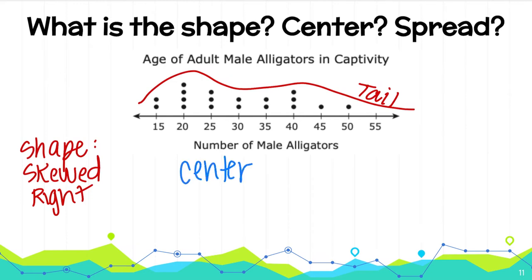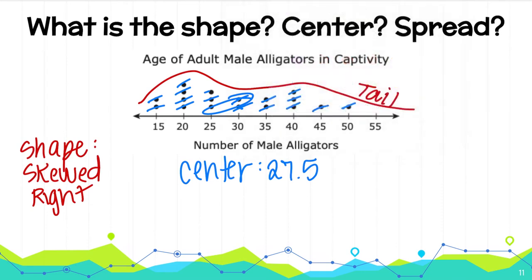My center, which I can use my median for, I can actually cross off points to find the middle. So I will start with the least and the greatest. So 15 and 50, so I crossed off 2. Then I'll cross off more as I go. Bottom up. So I need to find the middle point between 25 and 30, which I get is 27.5.